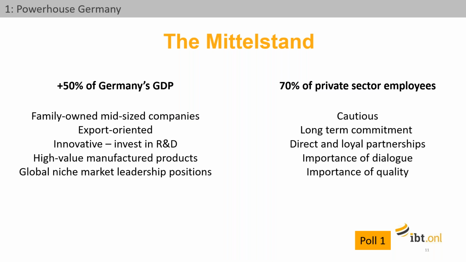And this is really not just the inside of the sandwich, it's the real bread and butter of the German economy and how German business works. It employs over 70% of the private sector. And they do have quite a few characteristics. They're very cautious. That's certainly one thing. They have a long-term commitment. It's not easy to get in with one of them, to become a supplier, to become a client, to become a partner with one of them. But once you do, they tend to be extremely loyal.